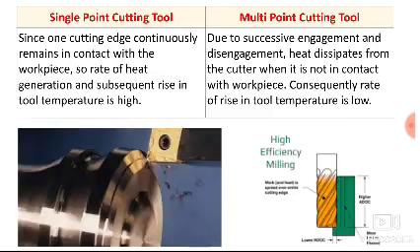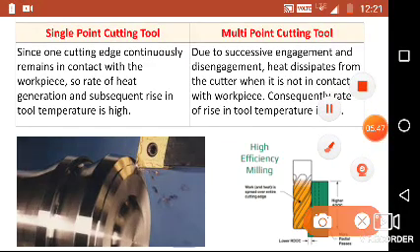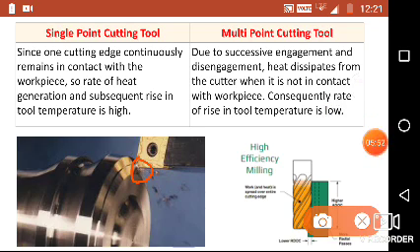Now we will discuss the fourth difference. In a single point cutting tool, since the one cutting edge continuously remains in contact with the workpiece, the rate of heat generation and the subsequent rise in tool temperature is high. Here you can see only one cutting edge, or only one point, is in contact with the workpiece. So due to this, what happened? There is a rise in temperature, or there is a high rate of heat generation.